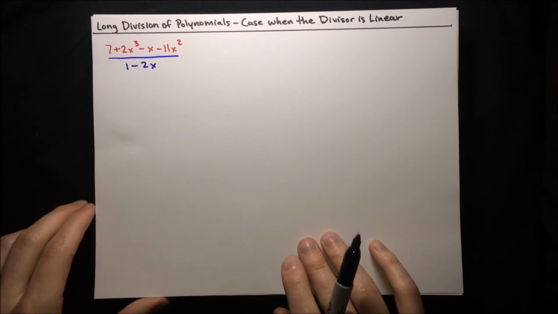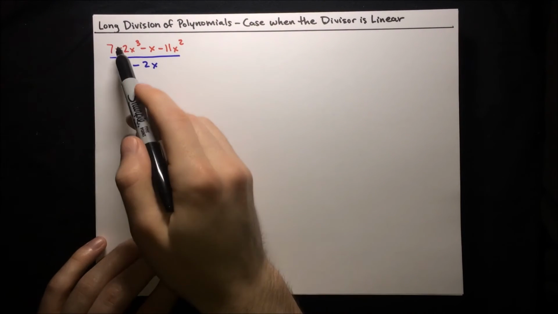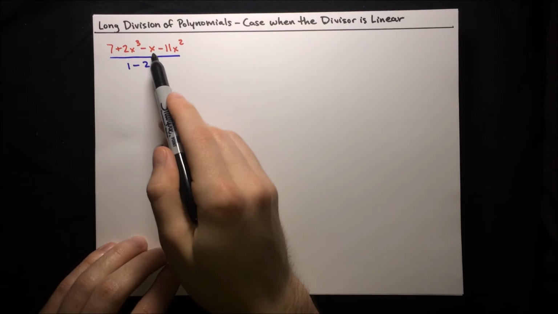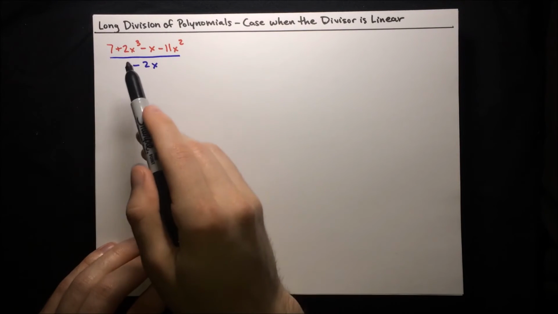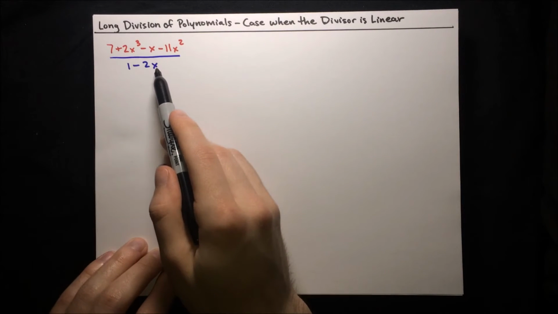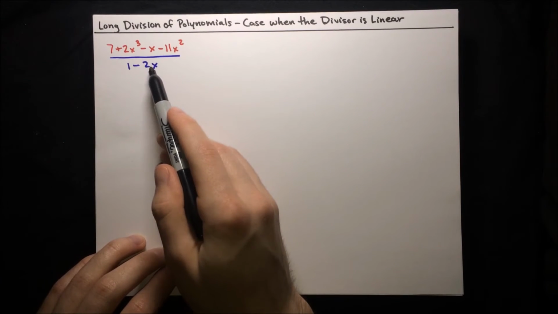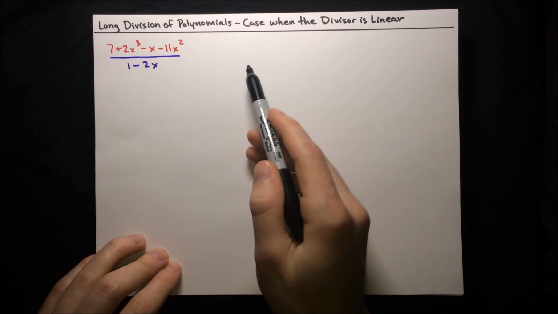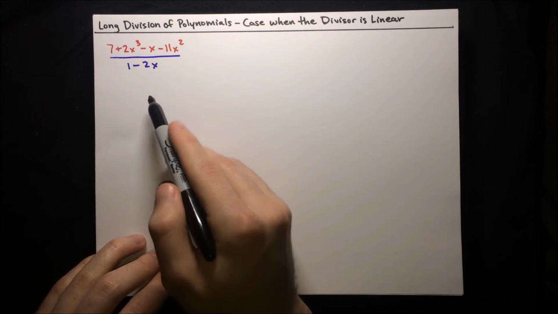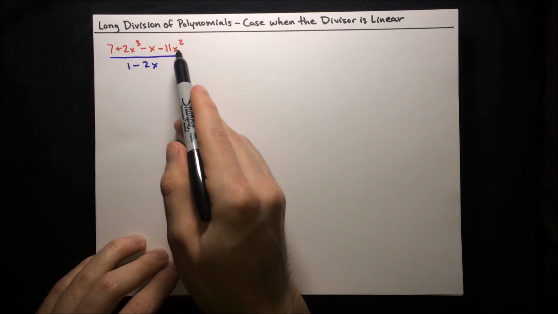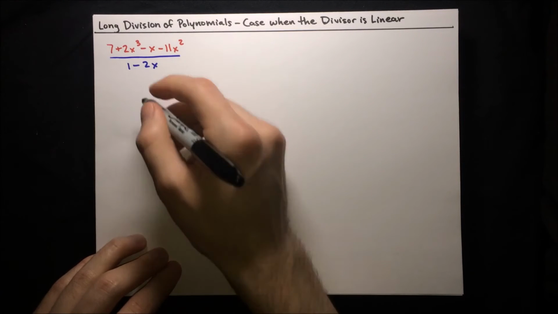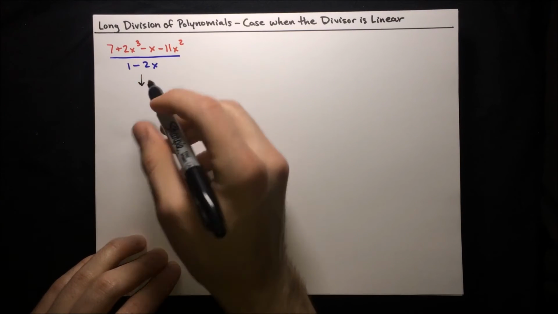Here's another example. We want to divide 7 plus 2x cubed minus x minus 11x squared by 1 minus 2x. And so this is a very similar problem to the one we did before, but there is one thing that we have to do before we get into the whole long division. And that one thing that we have to do is we have to order the dividend and the divisor here. Right now, all the terms are out of order.